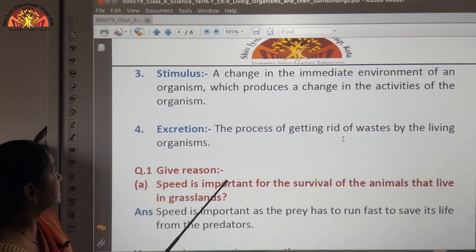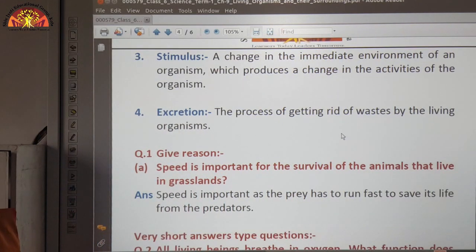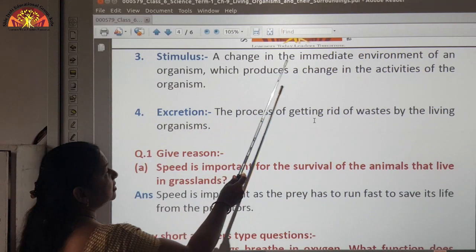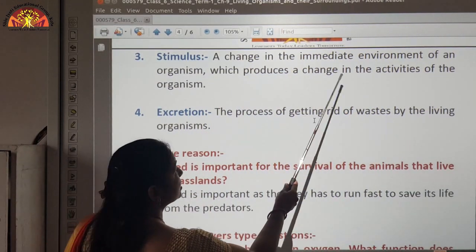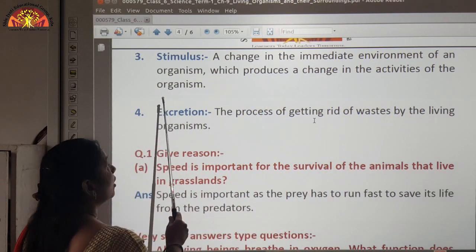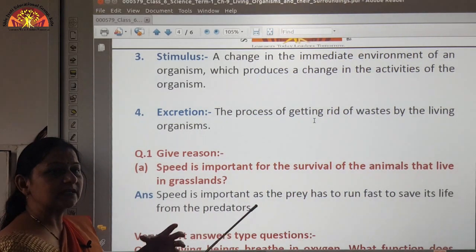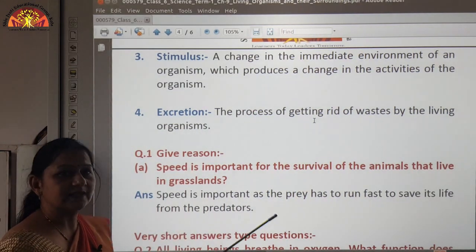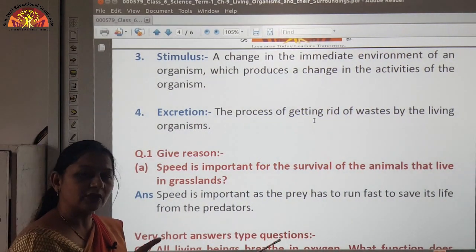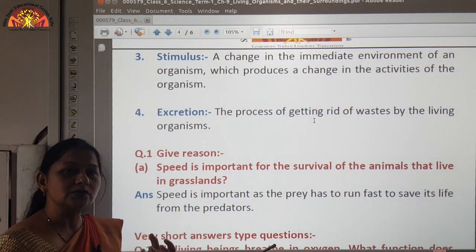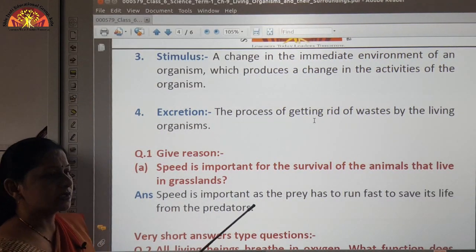The next definition is stimulus. A change in the immediate environment of an organism which produces a change in the activities of the organism. It means that as we make some changes, changes are brought about in the organism's body. Like if we touch a touch-me-not plant, it immediately closes its leaves. So, it is responding to a stimulus.